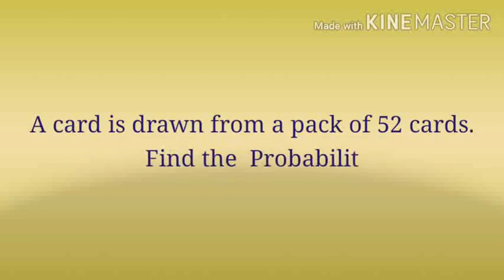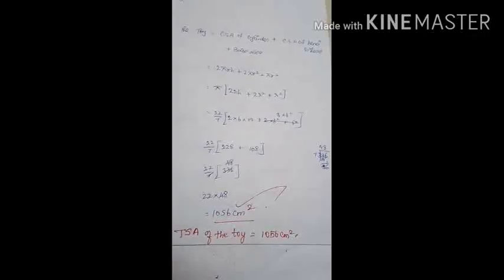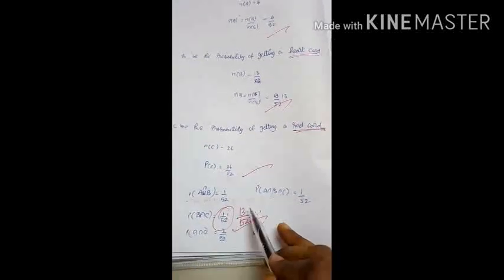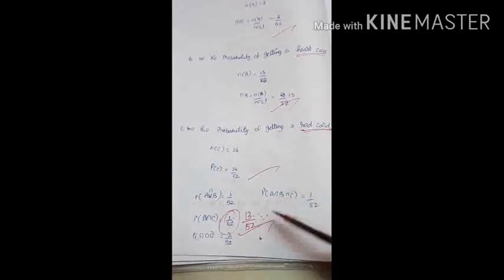Next question we have here is: a card is drawn from a pack of 52 cards. Find the probability of getting a king or a heart or a red card. So taking A as king, B as heart and C as red card, while finding B intersection C, which is the probability of getting a heart and a red card, it is wrongly mentioned as 1 upon 52. It is actually 13 upon 52. Because of that silly mistake, the entire answer will become wrong.